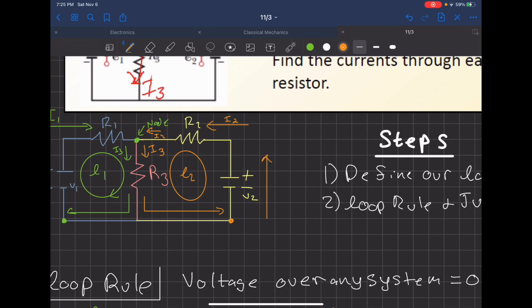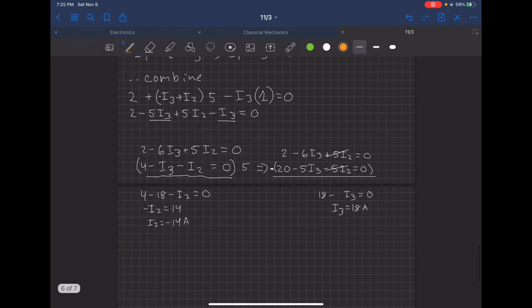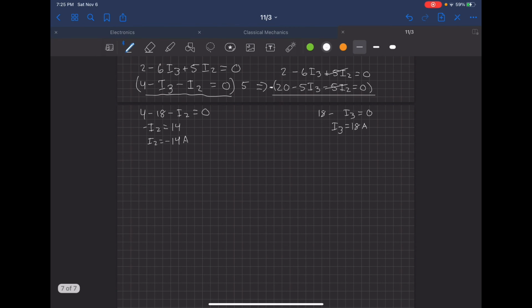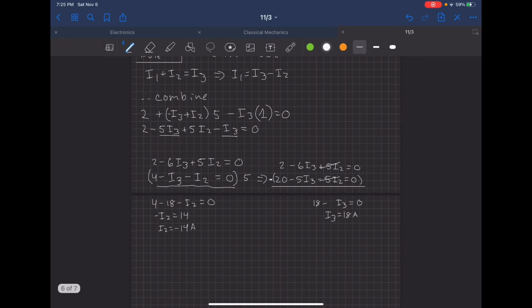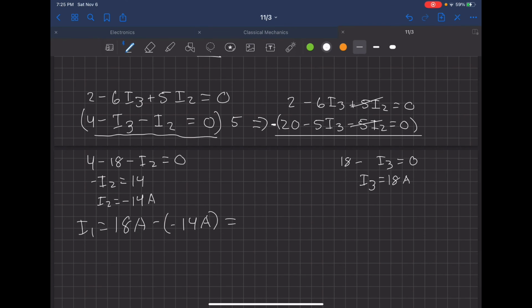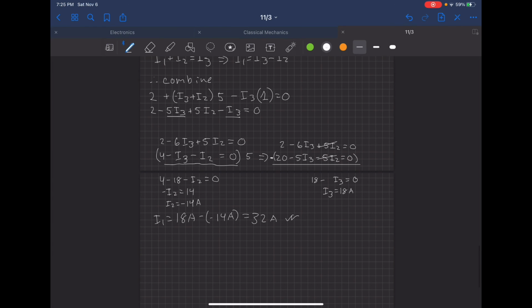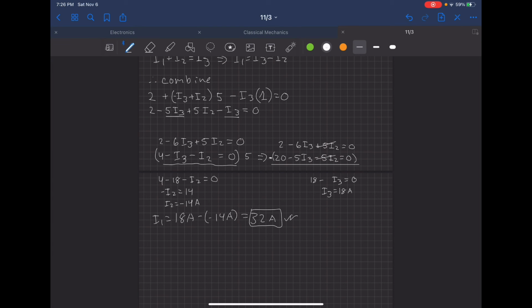All right. Now from here, we can literally just plug this into I1 plus I2 equals I3. Or actually, I1 is equal to I3, 18 amps, minus negative 14 amps, which is going to give us 32 amps. Check, check. All right. And that's how we solve this kind of problem.